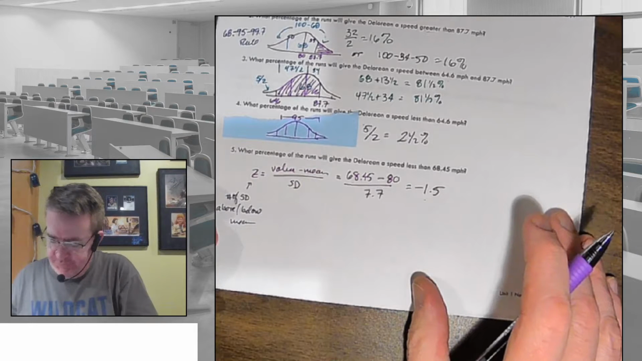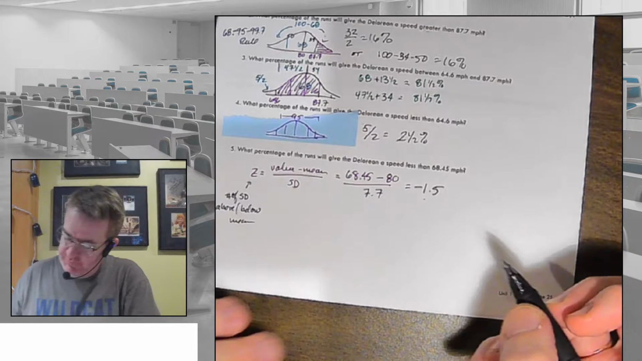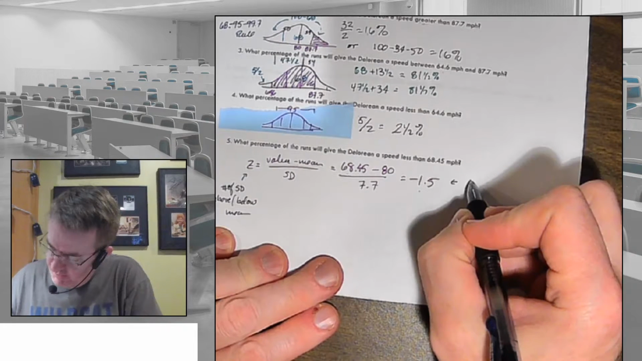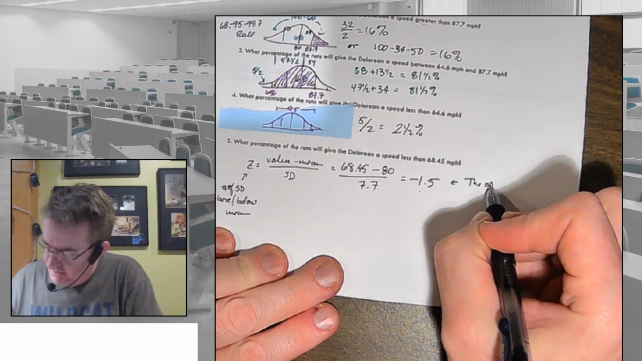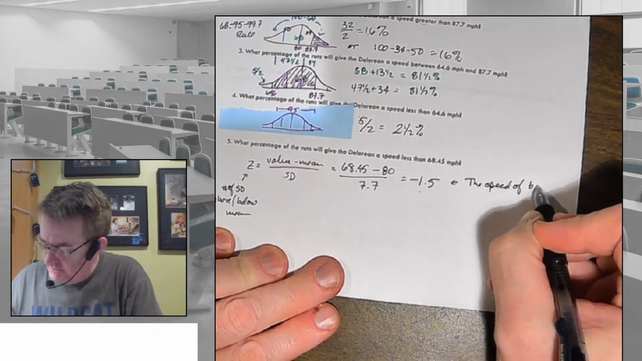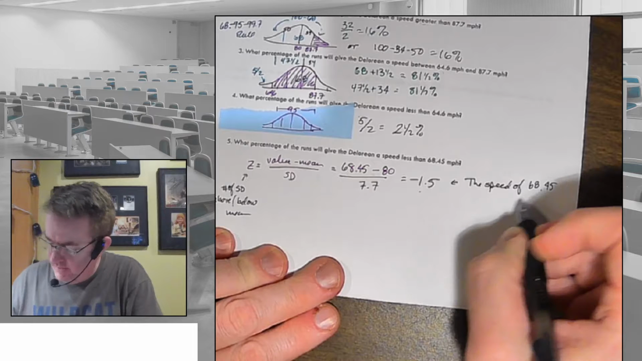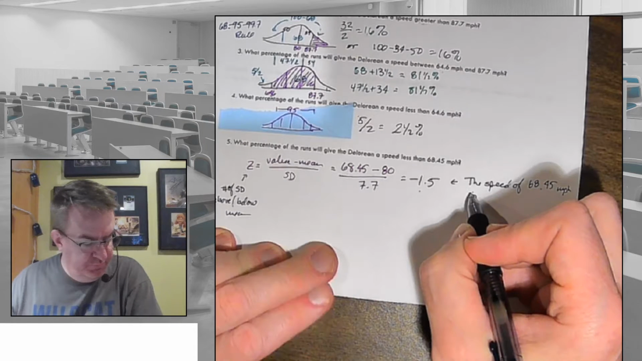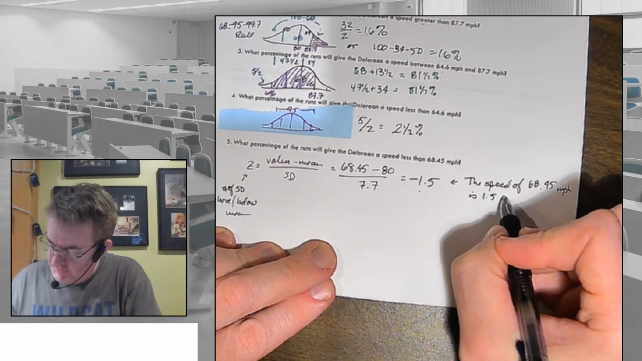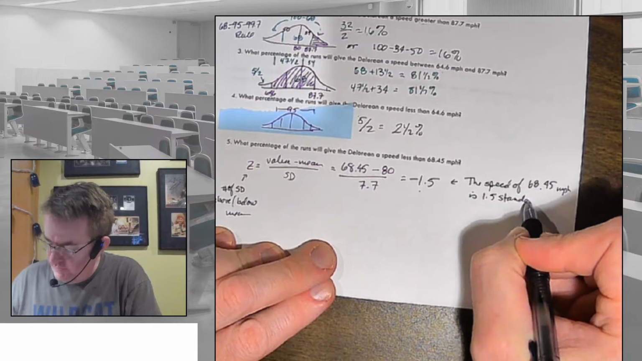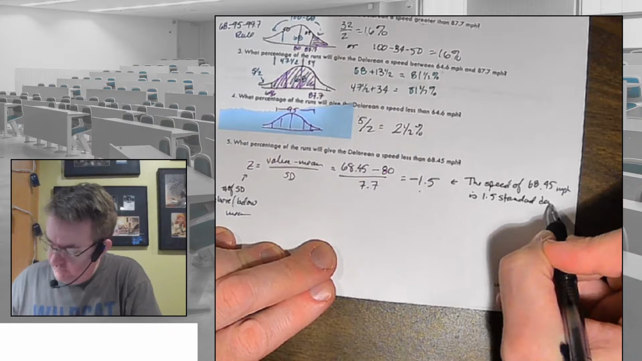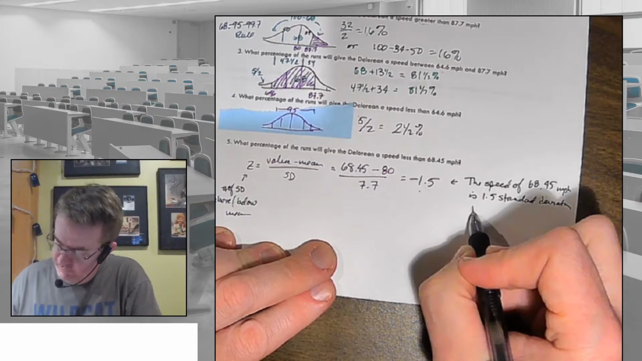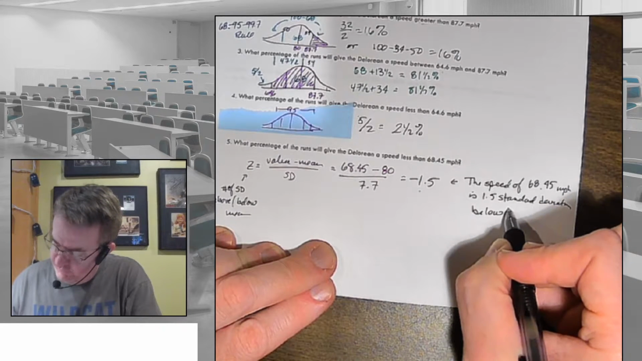Well, here we go. First of all, let's remind ourselves of this. The speed of 68.45 miles per hour is 1.5 standard deviations below the mean.